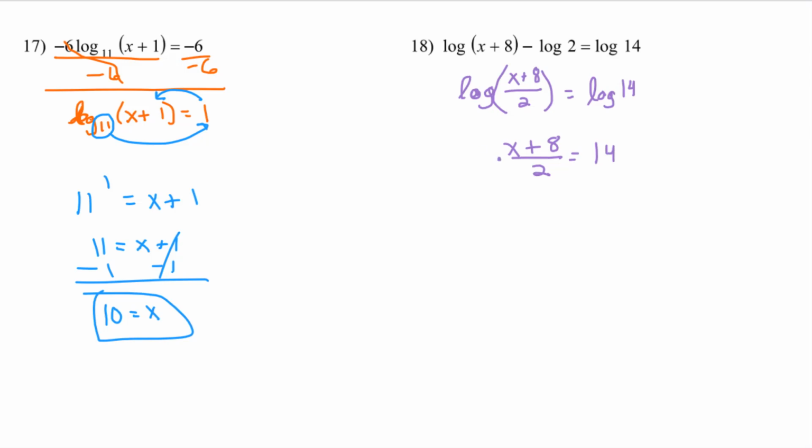We might not like it because there's a fraction, but that's simple. Not that it's simple as in if you didn't think of it, you're not smart, just there's an easy way to get rid of this fraction, multiplying by 2. So 14 times 2 is 28, minus 8, minus 8.